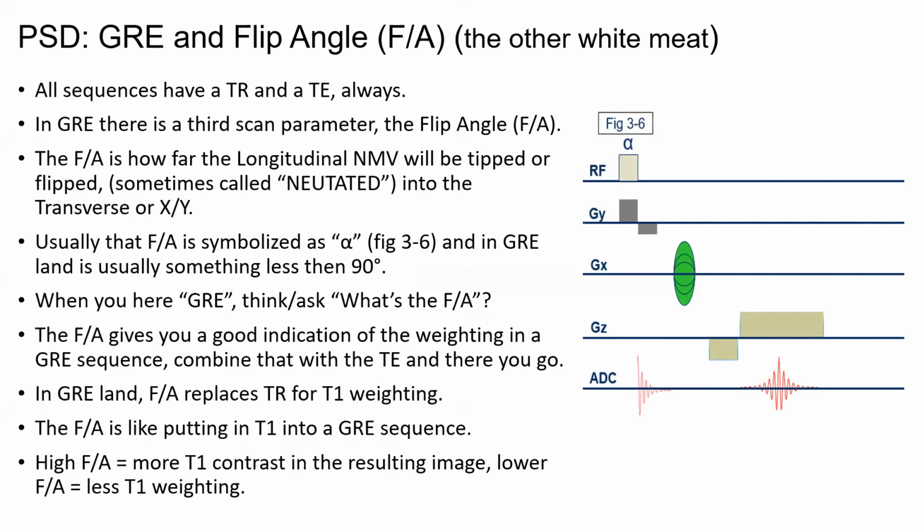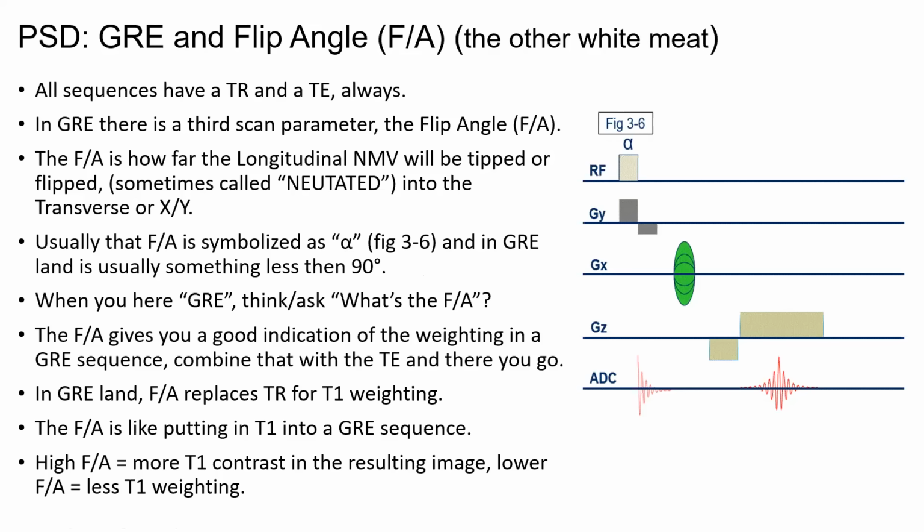The flip angle can be associated with that symbol, like a funny looking A right here. That just means it's a flip angle. It's not denoting that it's 10 or 20 or 45 degrees. It's just a little A. So as you see something like that, you automatically know, ding, ding, ding, this is a gradient echo and there's no 180.